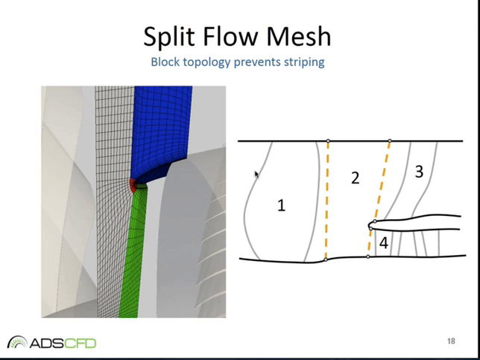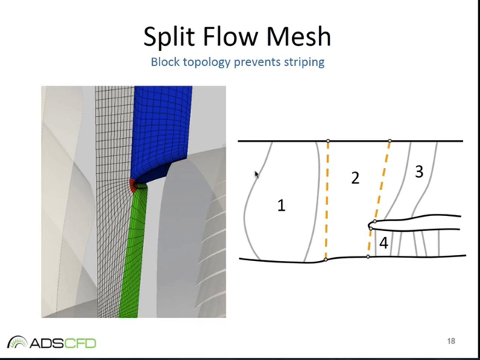Once the split flow mesh is generated, you'll end up with a mesh that looks something like the picture on the left. You can see the split flow mesh topology consists of 4 blocks. We have the fan interface here on the left. This green block would be the interface with the core, and this blue block would be the interface with the bypass. Again, this is a very zoomed in view, so we're only looking at a small portion of it.